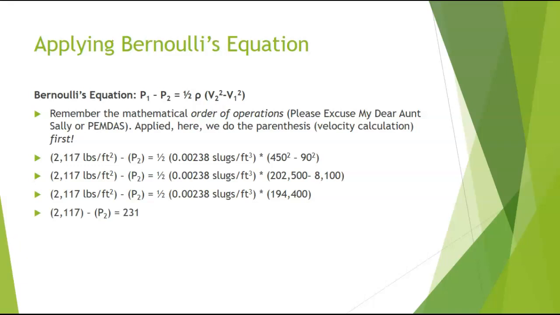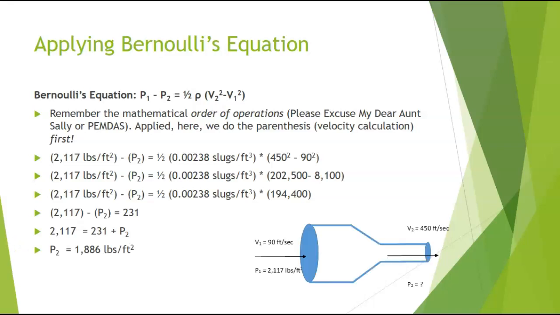Now we need to somehow make P2 a positive. It's a negative on the left side, so if we add P2 to both sides, we come up with 2,117 equals 231 plus P2. Now we can solve for P2 by subtracting 231 from each side, which gives us a P2 of 1,886 pounds per square foot. So as you can see, the pressure of 2,117 pounds per square foot has actually gone down because of the velocity increasing to 1,886 pounds per square foot.